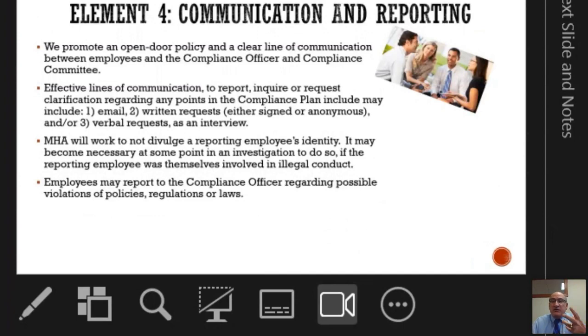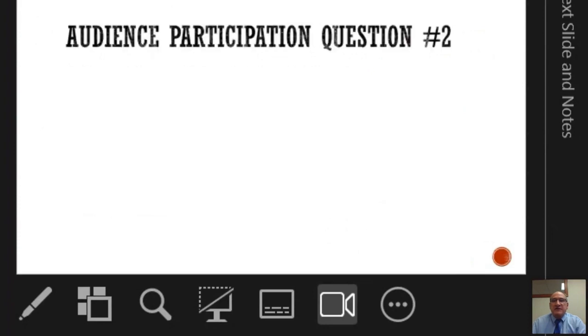And just be aware, if you do have an issue, we will do our best. MHA will do our best not to divulge the reporting employee's identity. But as it may happen, depending on the extent of the issue, at some point it may come to pass of who raised the complaint, especially if it gets to some point where it's really like an illegal thing of some sort. Okay, and then anything else with regards to violations of laws or questions, that's what the compliance officer is there to handle. Audience participation question number 2, Don.